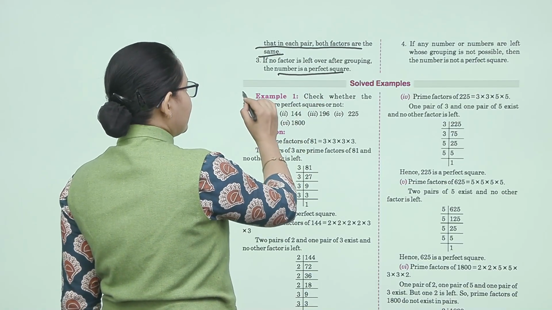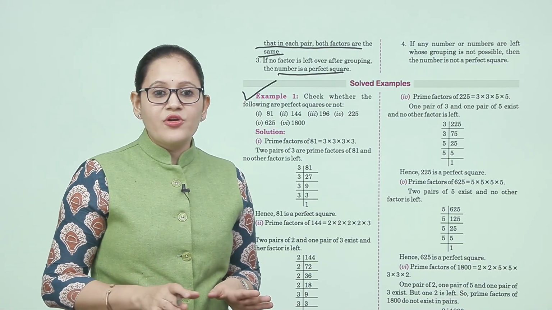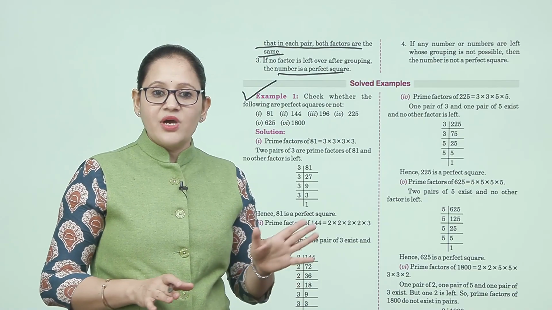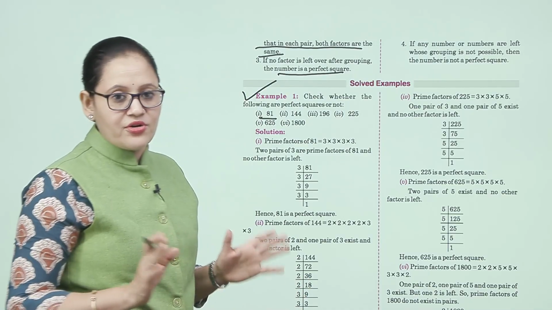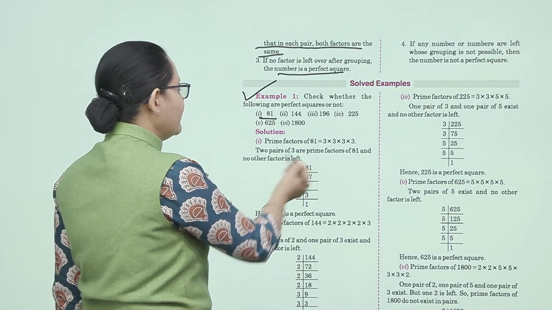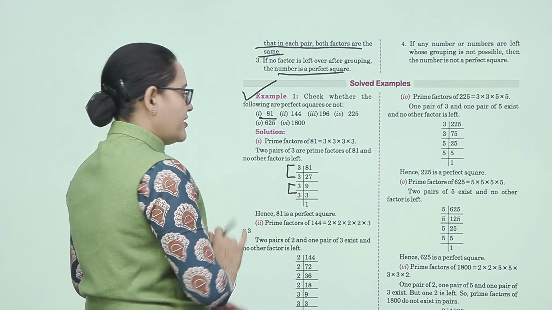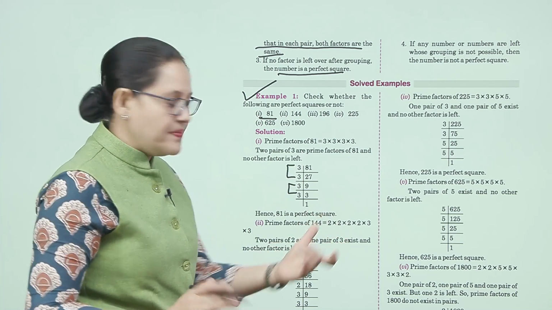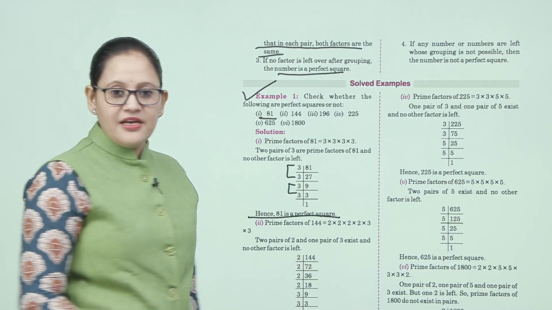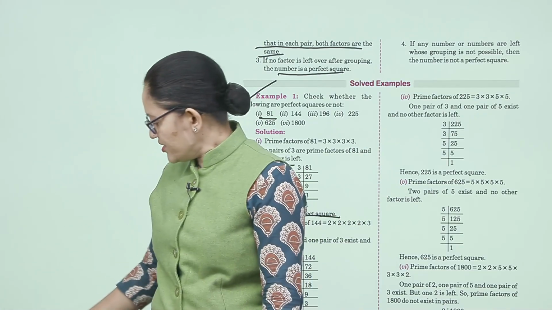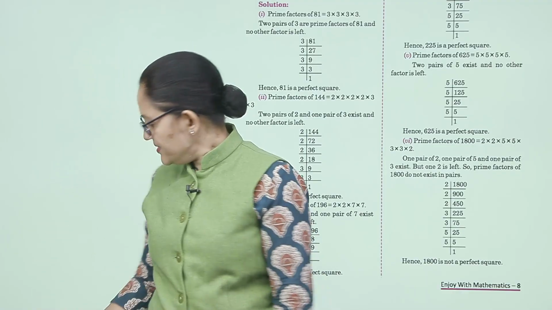Now here some examples are given. Check whether the following are perfect squares or not. So we have to check whether 81 is a perfect square or not. We will do the prime factorization of 81. Now we will arrange them in pairs: 3 into 3, 3 into 3. So we can arrange them in groups. That means 81 is a perfect square number. Clear? So like this you have to practice all the examples.